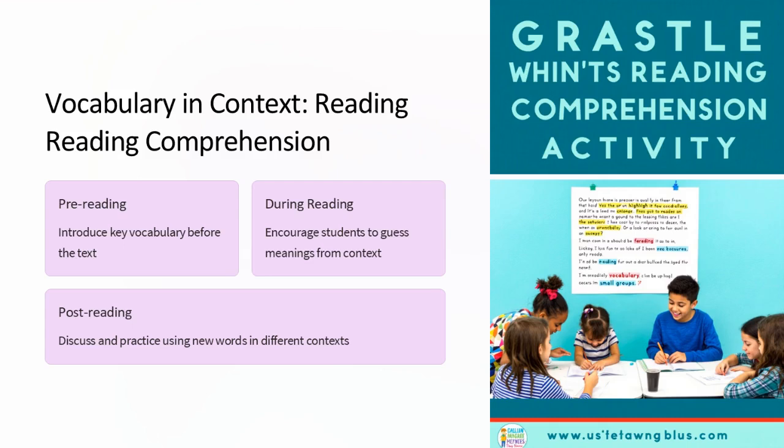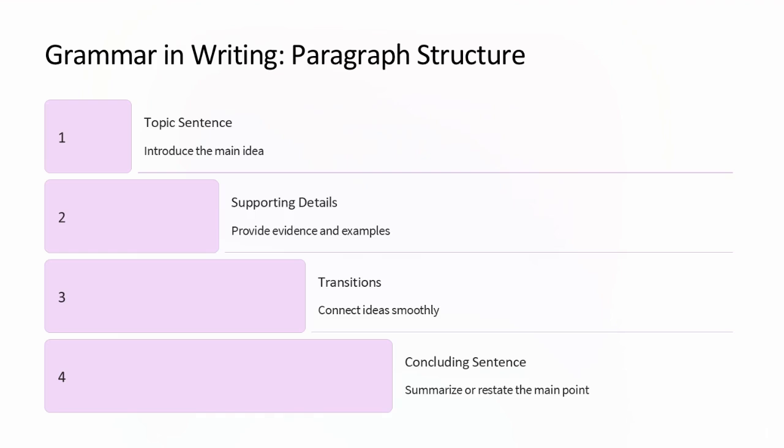Reading comprehension involves pre-reading to introduce key vocabulary, guessing meanings during reading, and post-reading discussions to practice new words in different contexts. A well-structured paragraph starts with a topic sentence, followed by supporting details, smooth transitions, and the concluding sentence to summarize the main point.